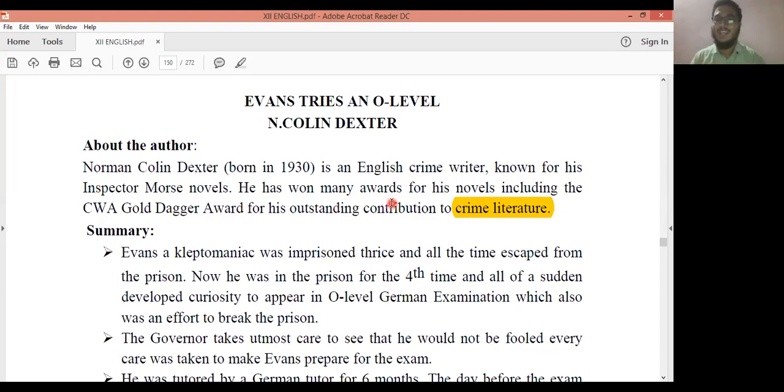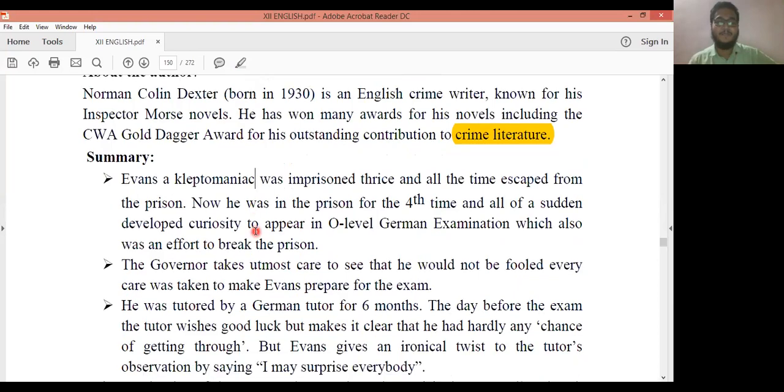The name is Ivan Tries an O-level. So the protagonist is Ivan. How he plays his tricks to get out of jail, we'll be learning here. Okay, so let's sum up the chapter here.